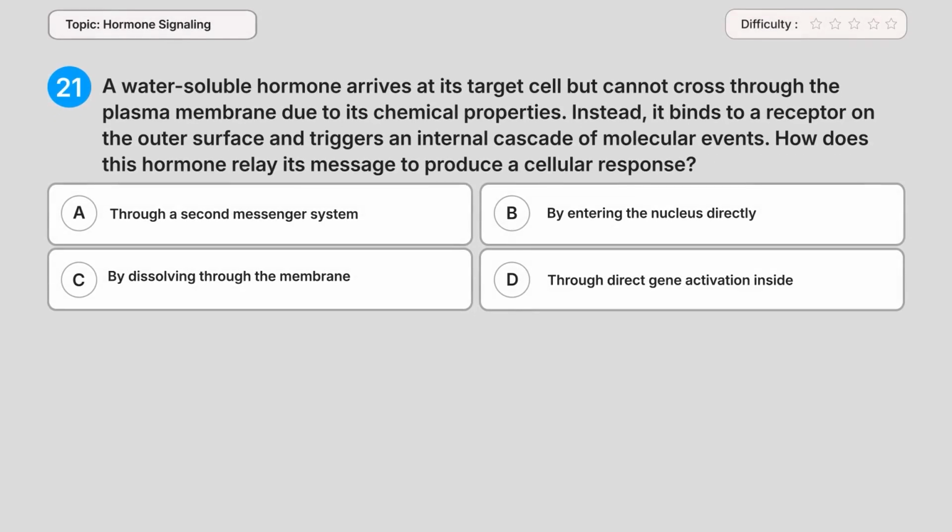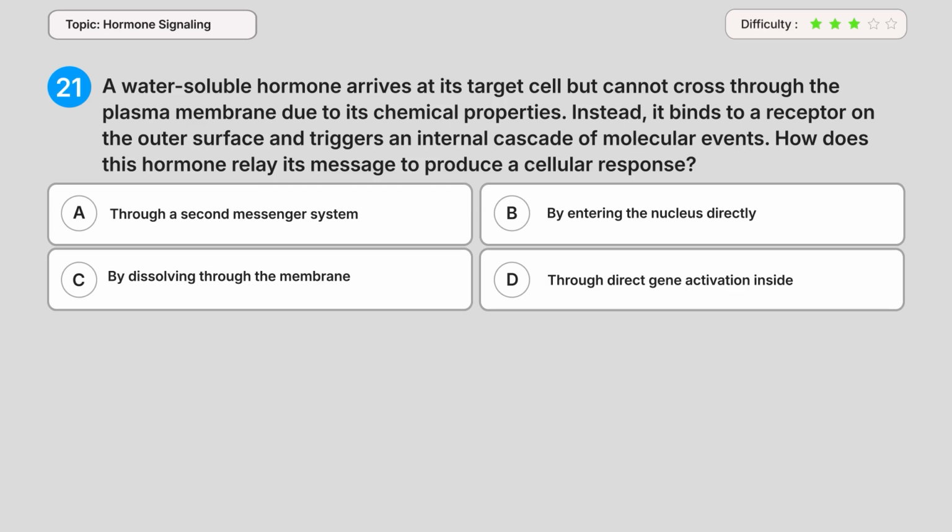21. A water-soluble hormone arrives at its target cell but cannot cross through the plasma membrane due to its chemical properties. Instead, it binds to a receptor on the outer surface and triggers an internal cascade of molecular events. How does this hormone relay its message to produce a cellular response?